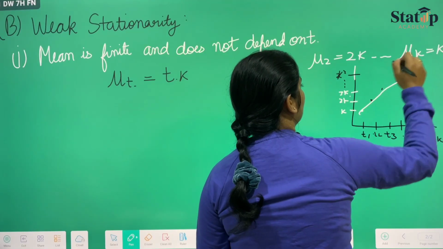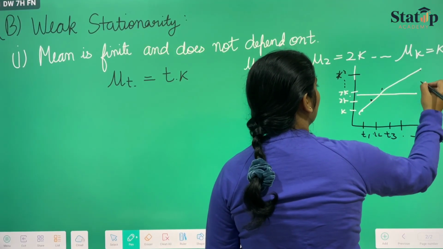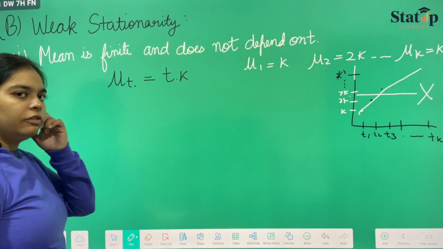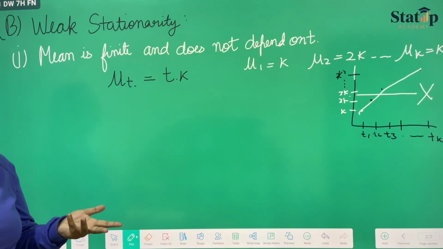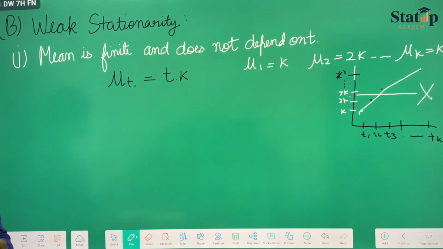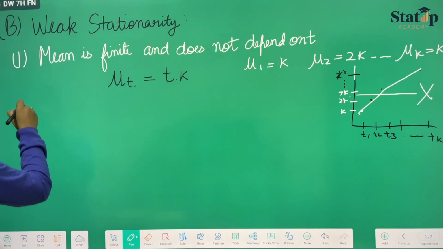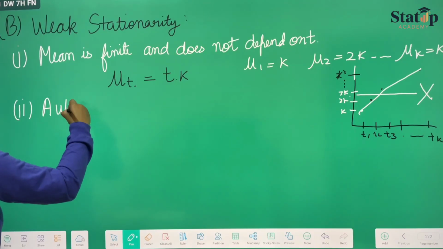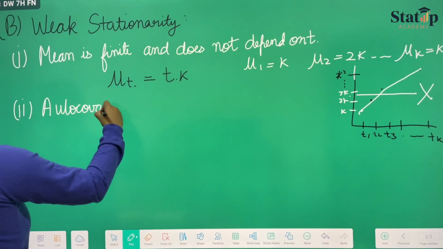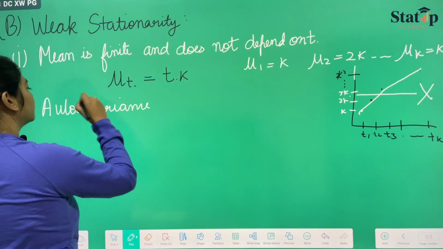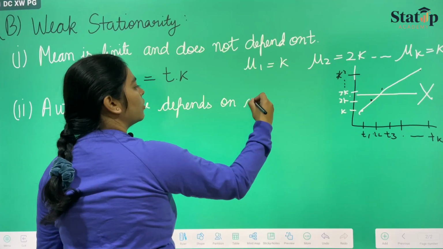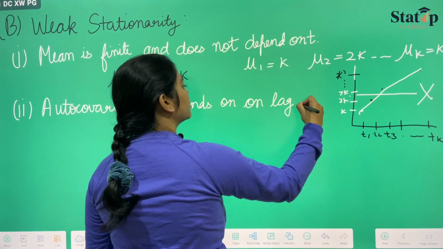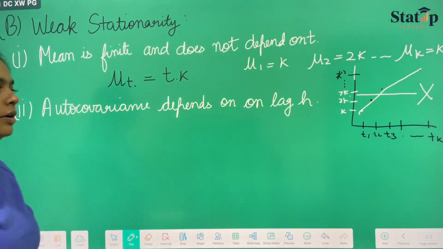So this is a time series where the mean is not constant. The required condition is that the mean should be finite and not depend on t. The second is that autocovariance depends only on the lag h. It simply means that it does not depend on t.